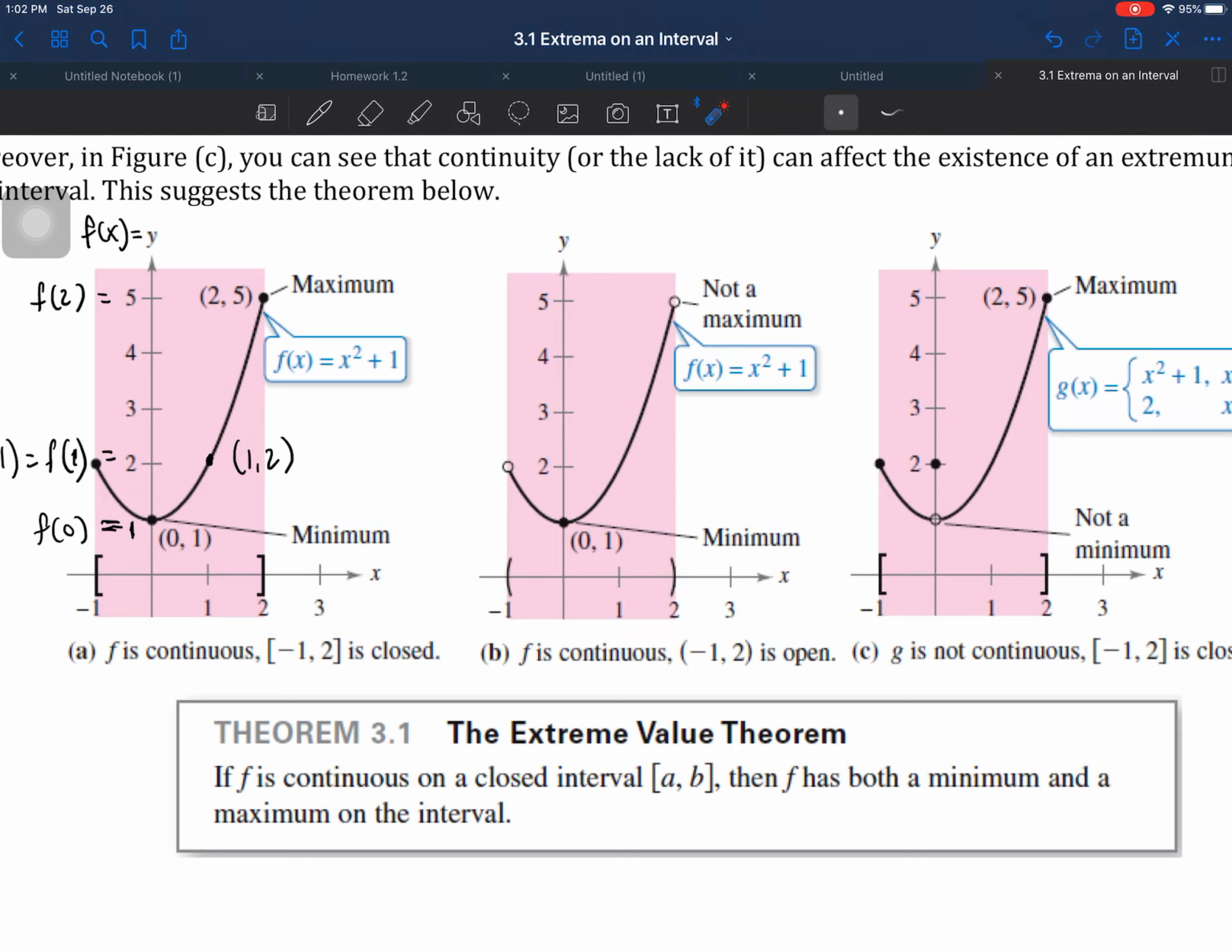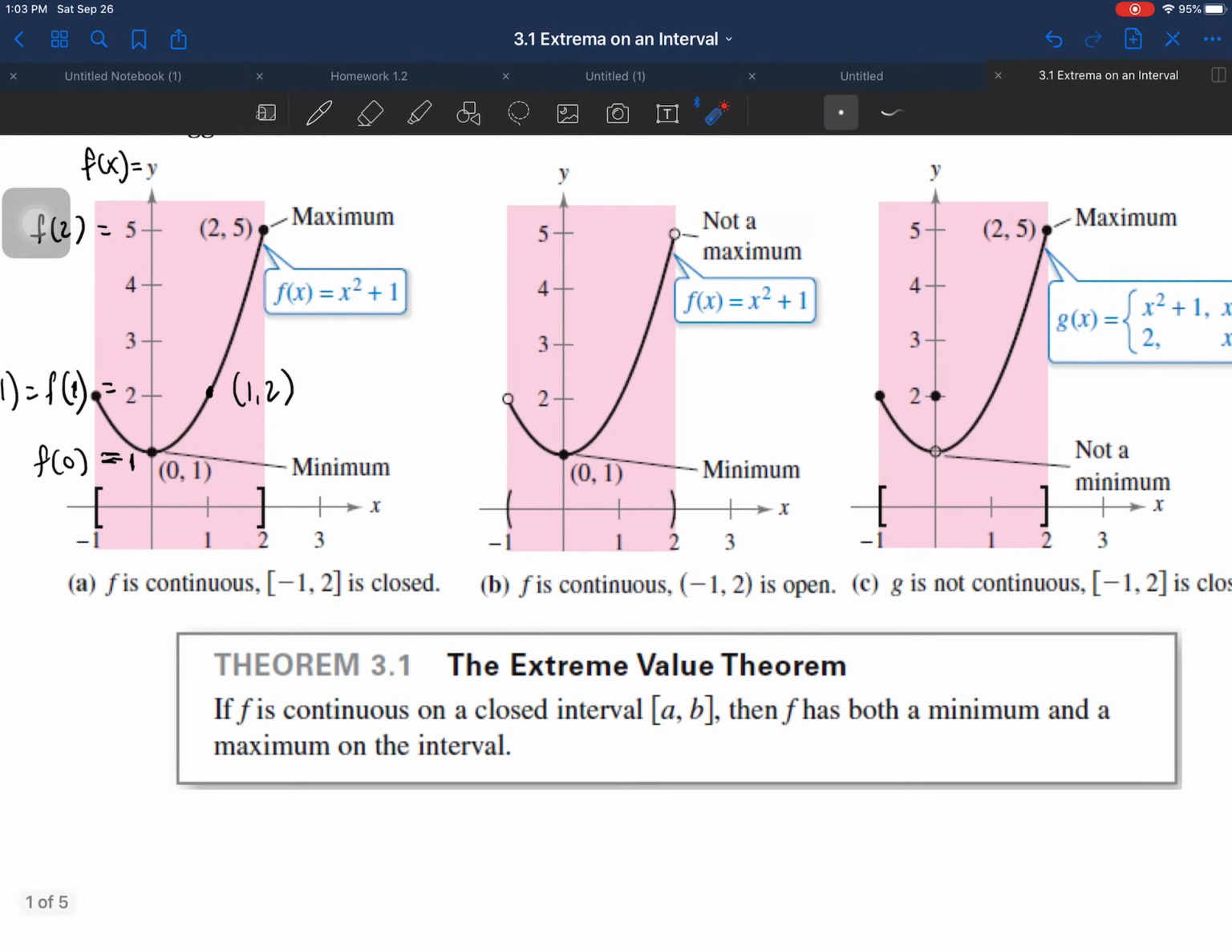So the interval that we're describing must be closed, meaning that it has to have both endpoints. What about the other one? What was wrong with this one? Well, in the interior part, there was a point missing. So how can we fix this? Well, we require the function to be continuous. So there you go. If we make the function continuous on a closed interval, then we're guaranteed to have a maximum and we're guaranteed to have a minimum.